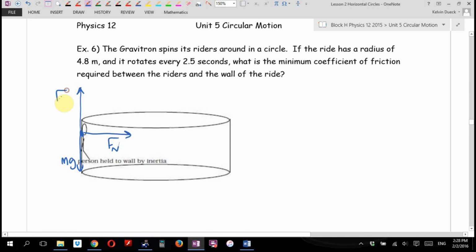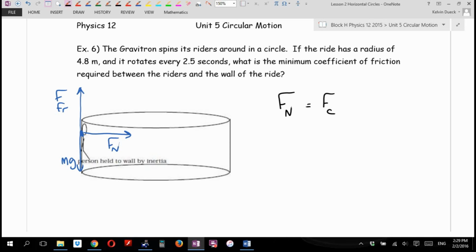Okay. Well, normal force is what's pushing me in a circle. Am I going to use the circular force equation with the speed in it? Or am I going to use the circular force equation with the period in it?